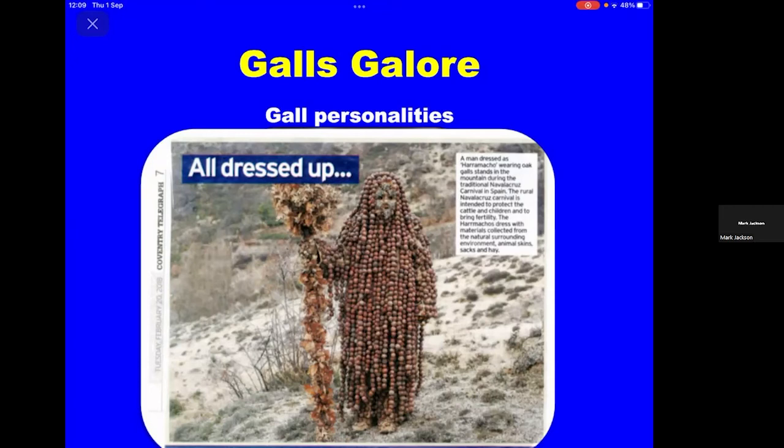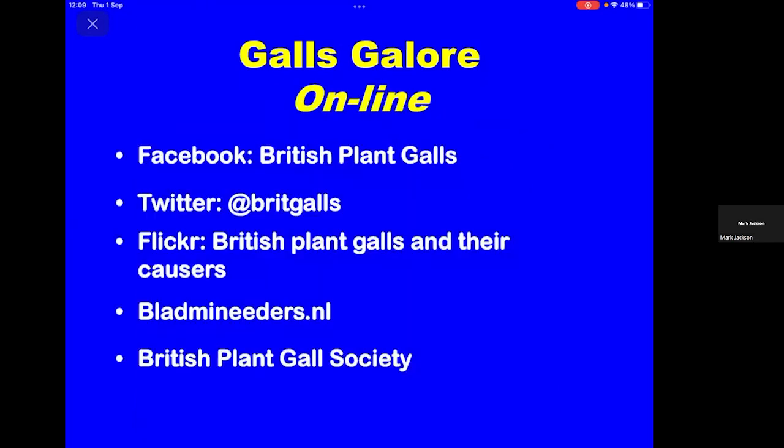They all look like marble galls to me. And can you imagine how long it took to thread all those together and to make that costume? So good for him, I say. I think it's a him.